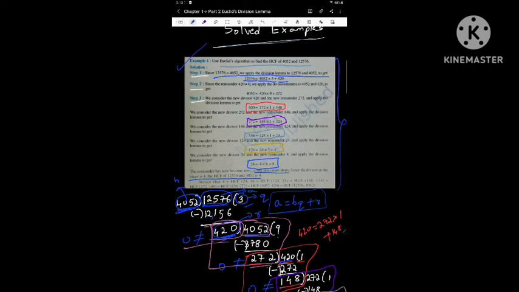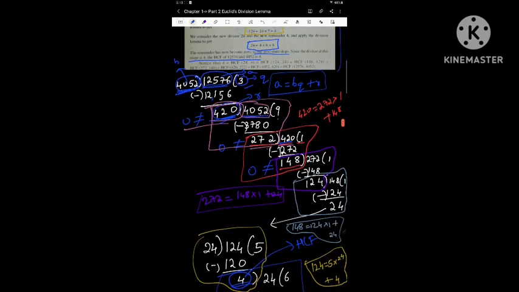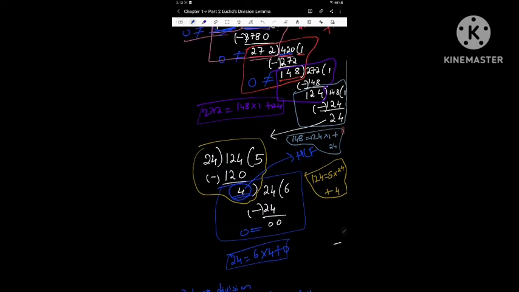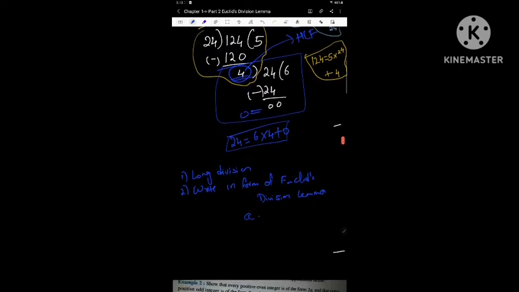First let us quickly revise this. The first thing is you have to solve this in the long division method. Step 1 is long division, and step 2 is to write in the form of Euclid's division lemma. And the lemma equation is A equals BQ plus R, and the condition for the remainder is this.